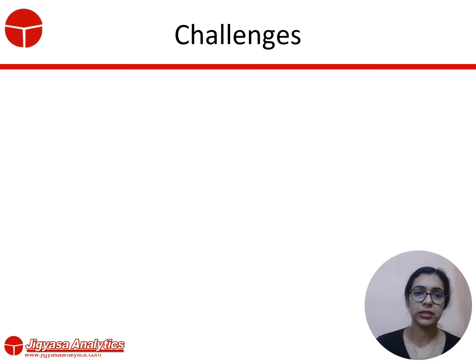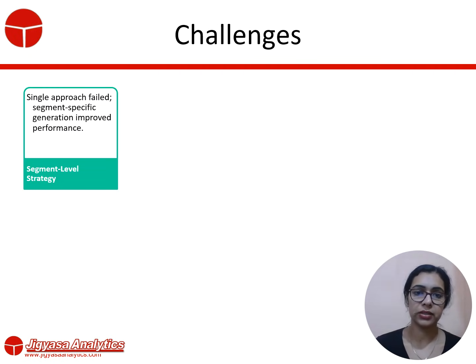This slide explains different challenges of the experiment. Segment level strategy. Our dataset had three very different segments: funded, non-funded bureau, non-funded non-bureau. Each segment behaved very differently. A single strategy of synthetic data generation for all the segments at once was giving poor results. However, once we broke the data up into the segments and generated synthetic records at the segment level, the performance improved significantly.